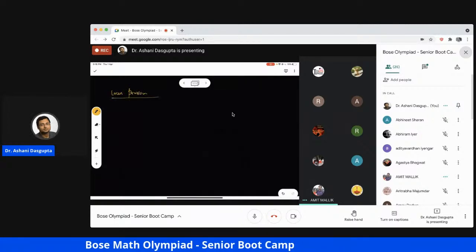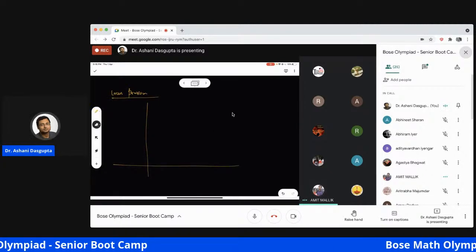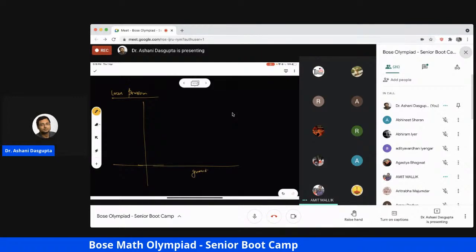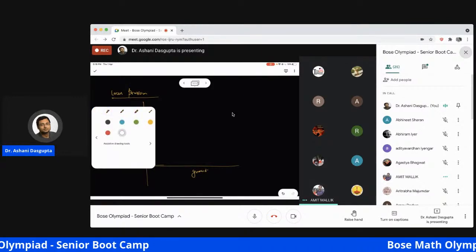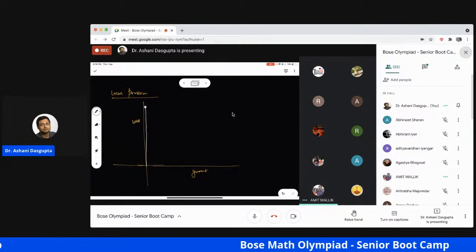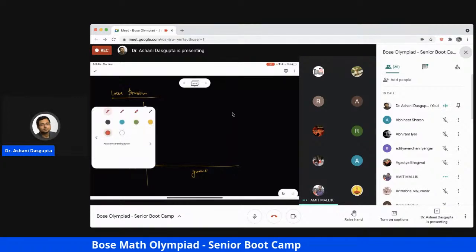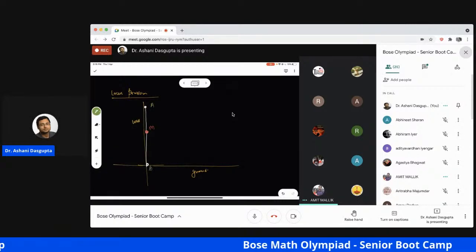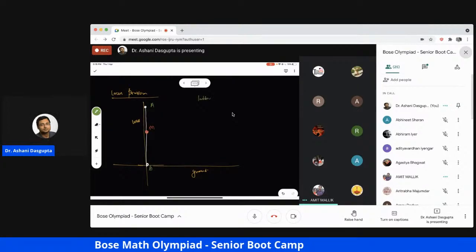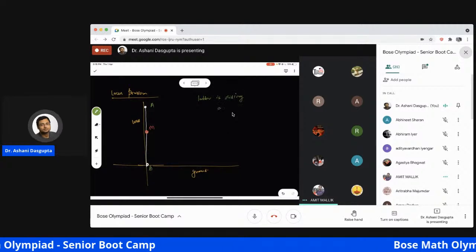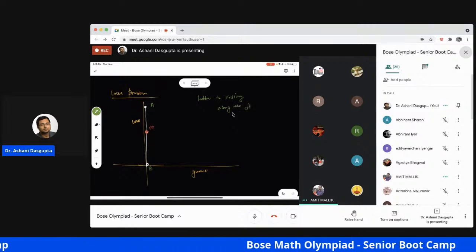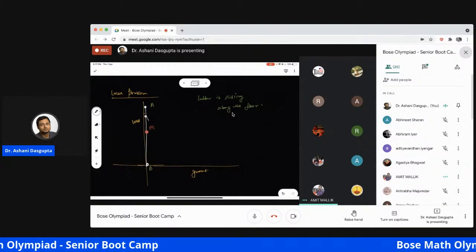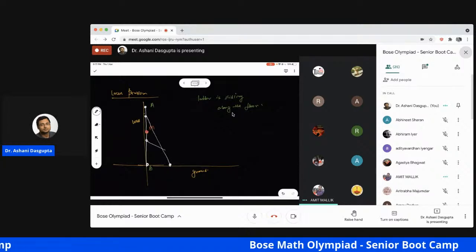Another locus problem. And it's like this. You have the ground, you have the wall, and you have a ladder like this. And there is a cat sitting at the middle of the ladder. Let's call this point A. Let's call this point B. Now, suppose the ladder is sliding along the floor. So it means that it's sort of slipping like this. Maybe it's slipping like this. It's falling to the ground.